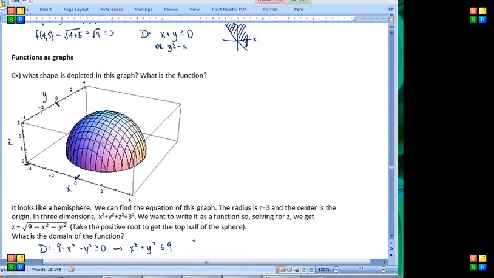So in that case, I flip directions. If you like, you could also say 9 is greater than or equal to x squared plus y squared. Either way. Okay. So what is the domain? The domain is a circle. Or, well, the domain is a disk. It's a filled-in circle, if you like.